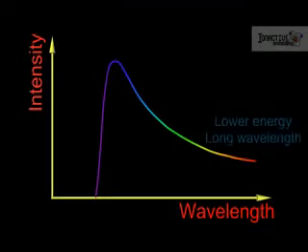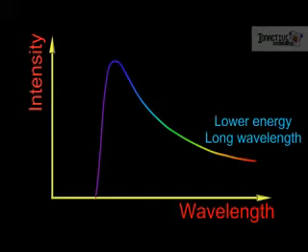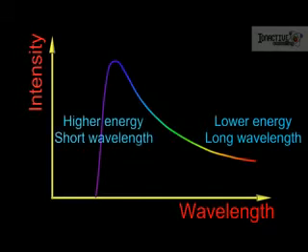When the electron loses a small amount of energy, a long wavelength X-ray is produced. When it loses a larger amount of energy, shorter wavelength X-rays are produced. The spectrum has a minimum wavelength below which X-rays are not produced. This corresponds to the highest energy X-rays, which are produced when the electron loses all its kinetic energy.